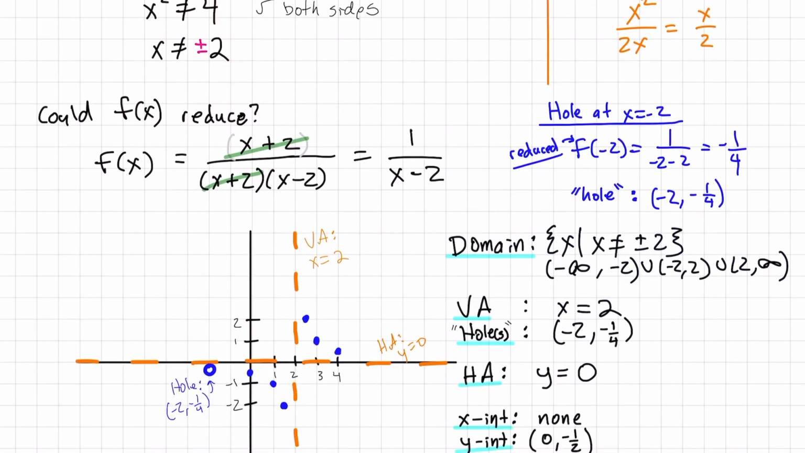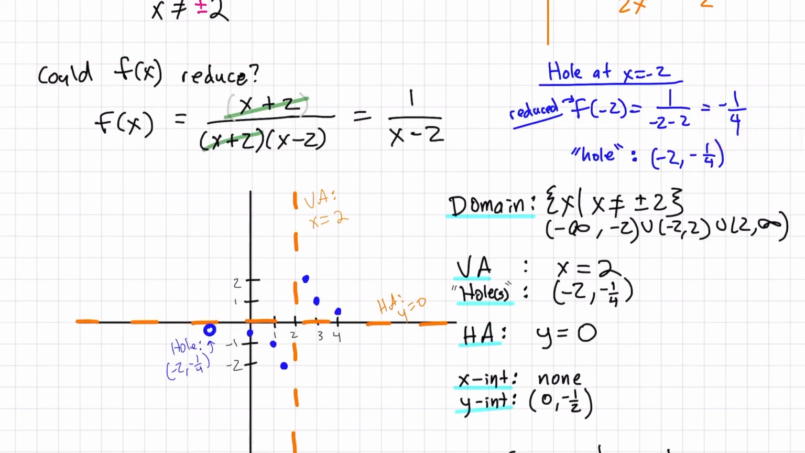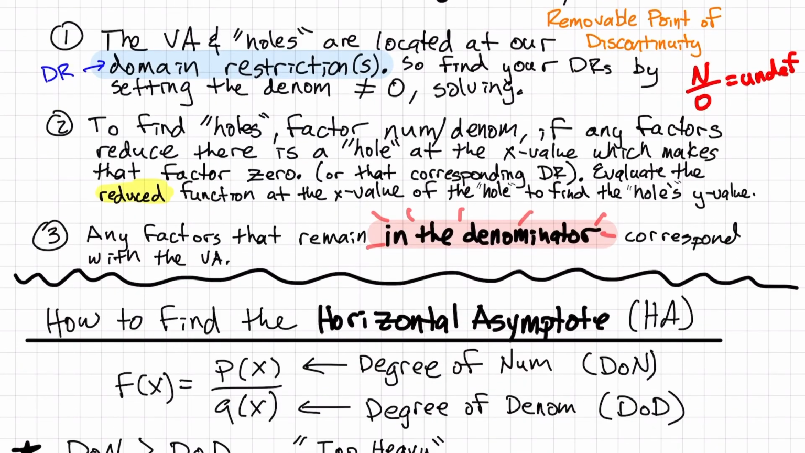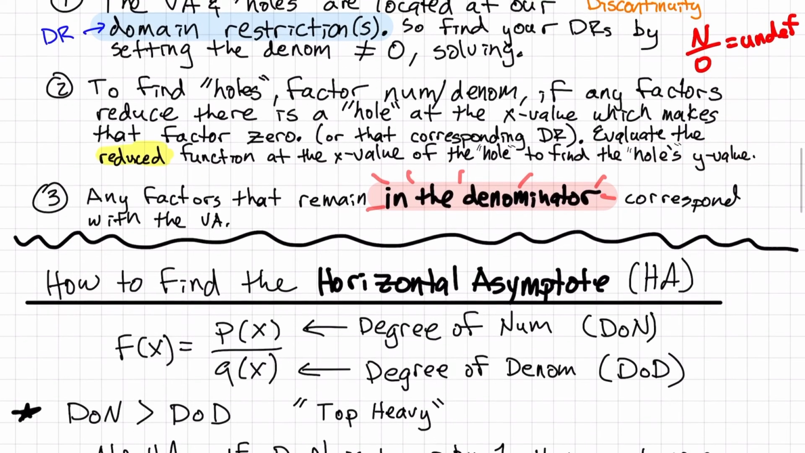So then the second part is we take this negative 2 and plug it into the reduced function. So I plug in negative 2 into this reduced function and simplify, and we ended up with the y value of the hole being negative 1/4. So that's this part right here. Evaluate the reduced function at the x value of the hole to find the hole's y value.